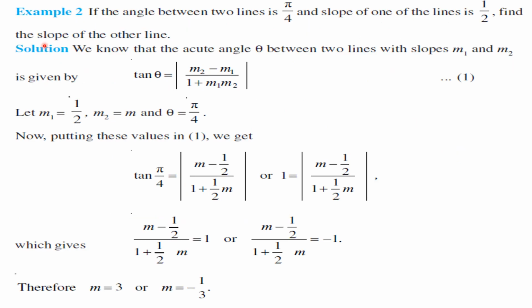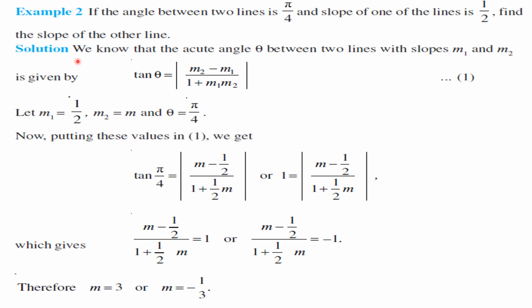Right. So let us take an example to understand this concept well. If the angle between the two lines is pi by 4 and the slope of one line is 1 by 2, find the slope of the other line. Understood this question, my children? Here the angle between the two lines is given, that is theta is pi by 4, and the slope of one line is given, that is 1 by 2. Then we have to find the slope of the second line, that is we have to find M2. Understood this question, my children?